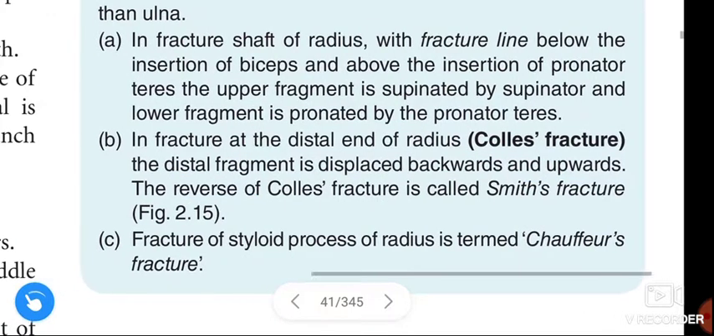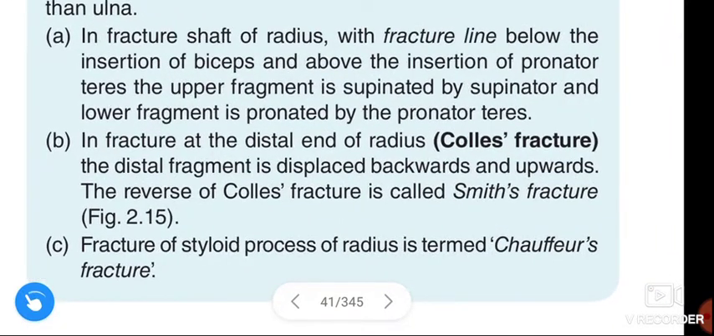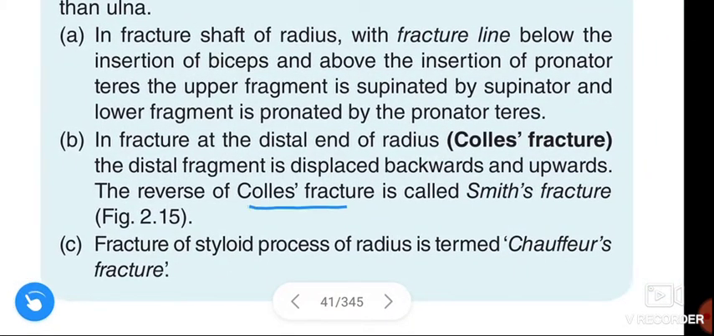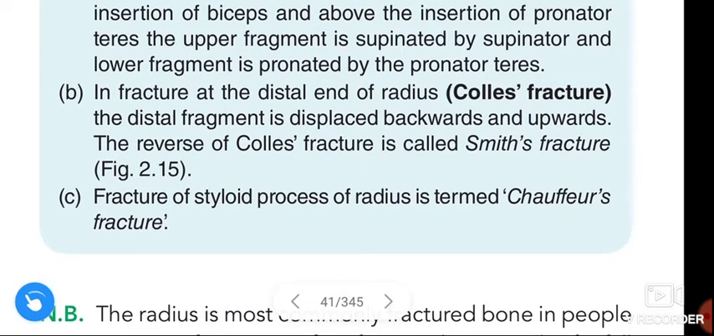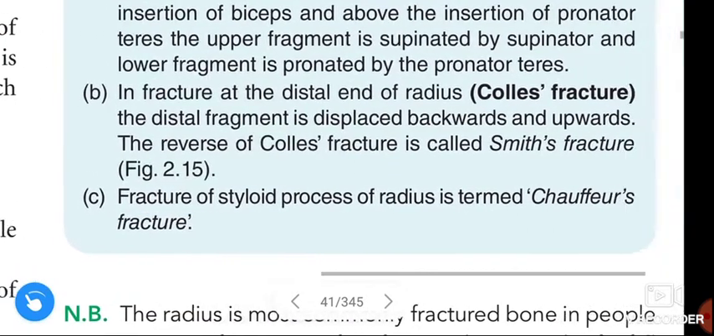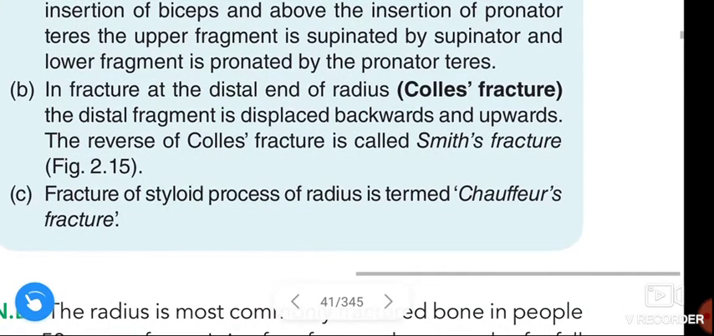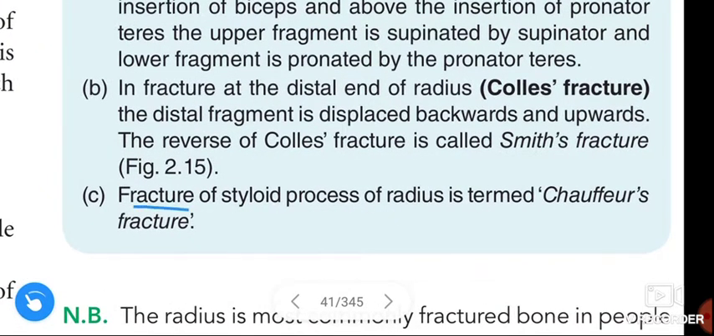The reverse of Colles fracture is called Smith's fracture. The fracture of styloid process of radius is termed Chauffeur's fracture.